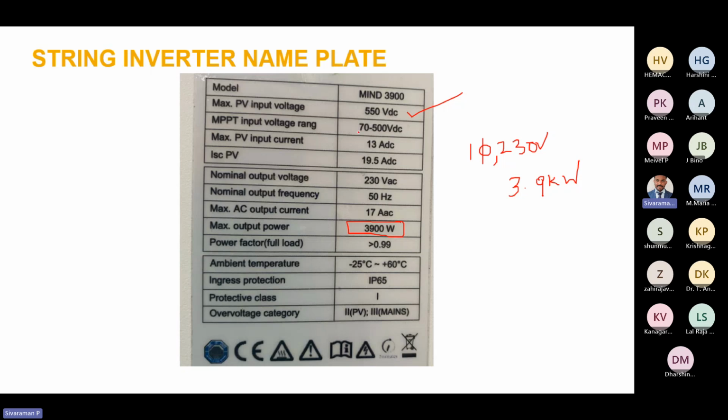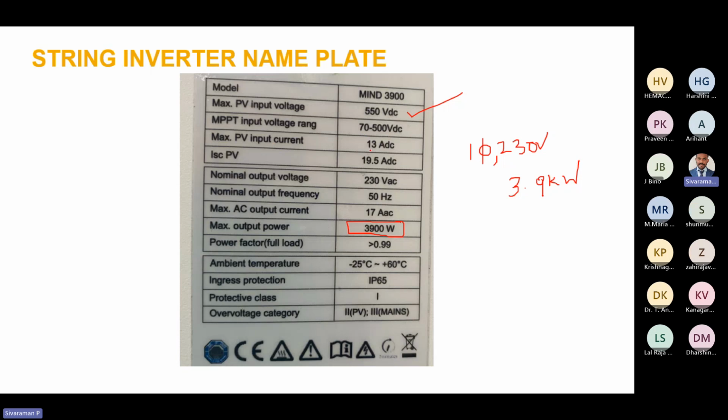The MPPT voltage is 70 to 500, and maximum input current is 13 ampere DC. This is the MPPT current, and this will be the short circuit current. ISC means short circuit current. So that current is 19.5 ampere. On the AC side, it is single phase 230 volt AC, 50 hertz frequency.